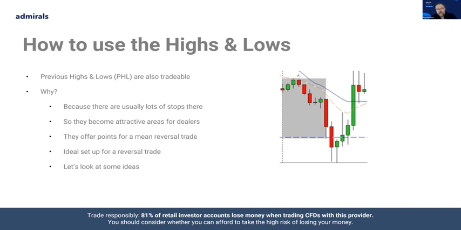But for me, I'm looking to take advantage of what is just normal price action moves. Those areas start to offer points for a mean reversion trade. What does that mean? As price balloons out to the edges, it's looking to revert to the mean. Okay, it's looking to turn around and revert to the mean. So it becomes an ideal setup for a reversal trade.